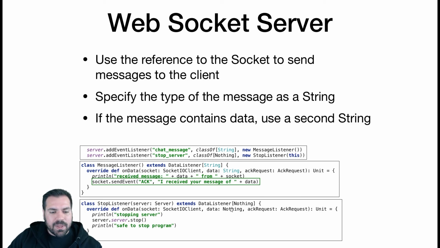And in the stop listener, I forgot to mention that we replaced those strings with nothing. So when we receive a message of type stop server, a client is saying, hey, server, stop. We're going to extend data listener of nothing, and the data is going to be of type nothing. And then, of course, we won't read data. There's nothing there to read. We just won't use that variable. But the variable still has to be there, again, because it's part of the header of this method.